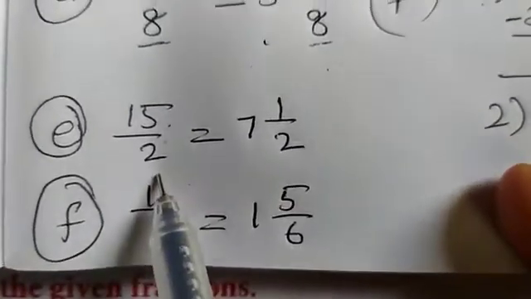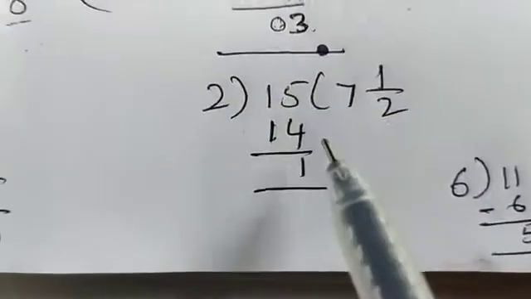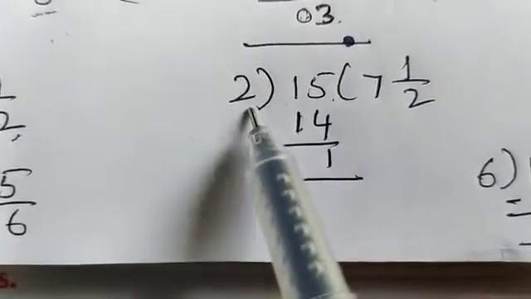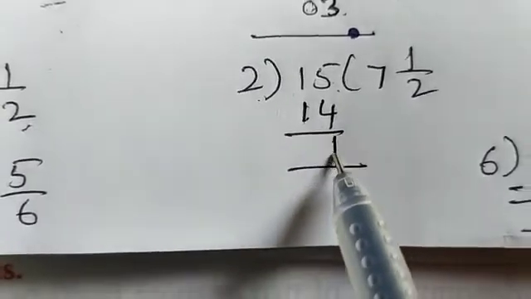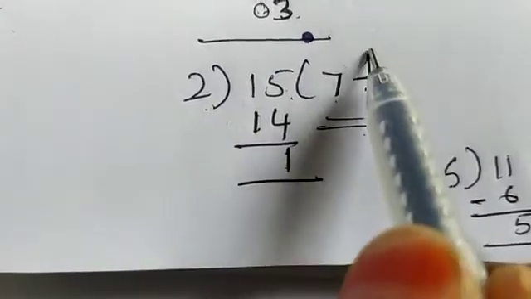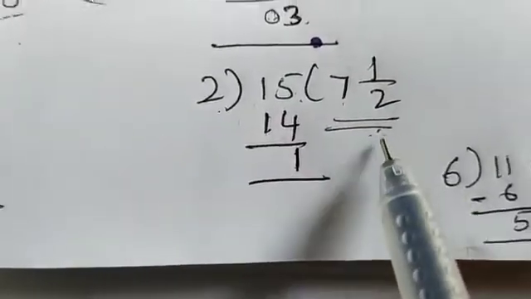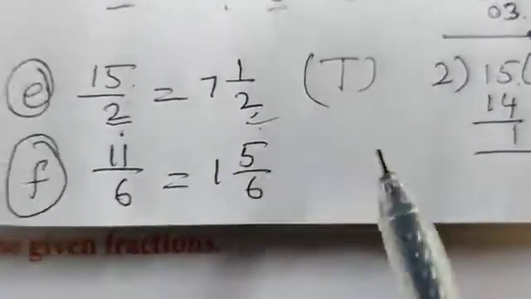Next, 15 by 2. Denominators are same. So you can check it by dividing. When you divide 15 with 2, 2 7s are 14. 15 minus 14, 1. So the fraction can be written as 7, 1 by 2. What is the answer given here? Same. Okay, it is true.